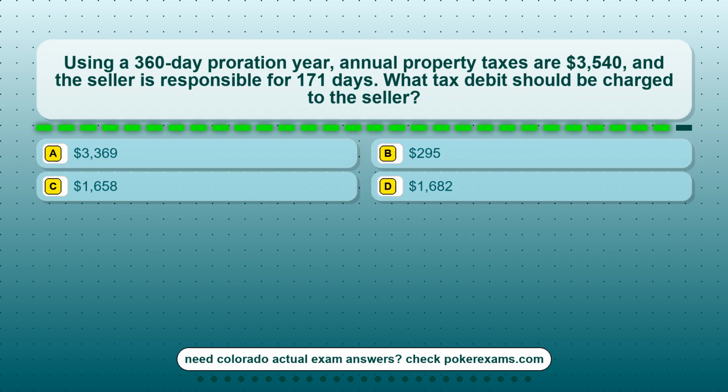Question 24. Using a 360-day proration year, annual property taxes are $3,540, and the seller is responsible for 171 days. What tax debit should be charged to the seller? Option A, $3,369. Option B, $295. Option C, $1,658. Option D, $1,682.